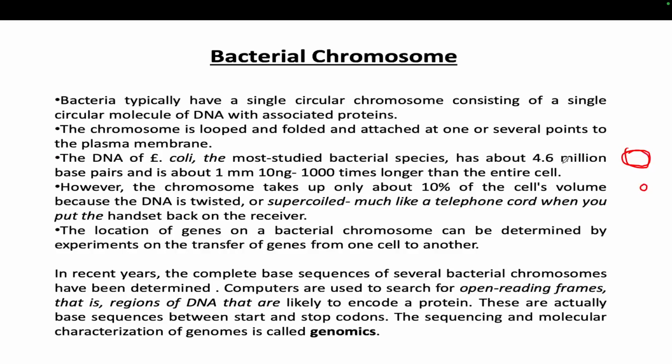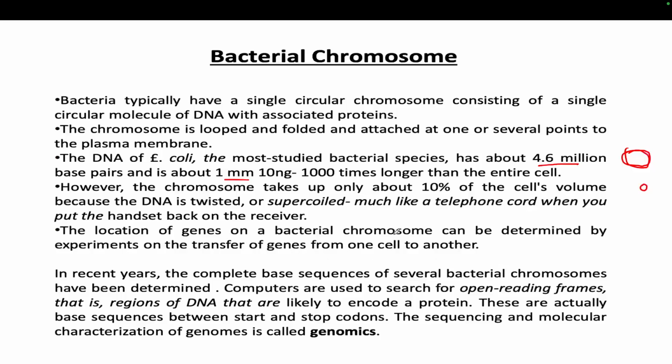It has 4.6 million base pairs, and it is around 1 millimeter long. The DNA is twisted and highly supercoiled to occupy less space. The location of genes on a bacterial chromosome can be determined by experiments on the transfer of genes from one cell to another cell.